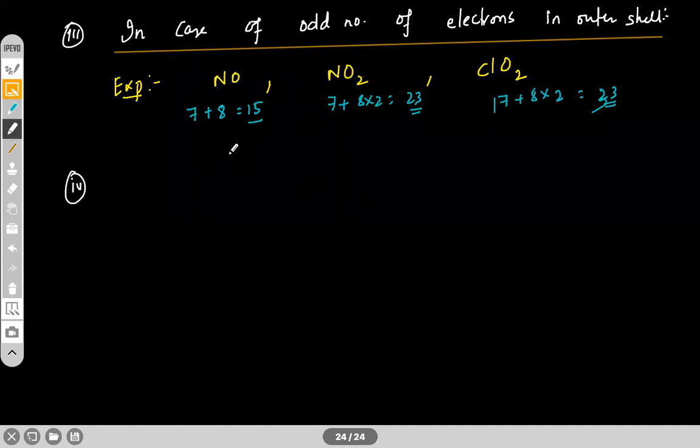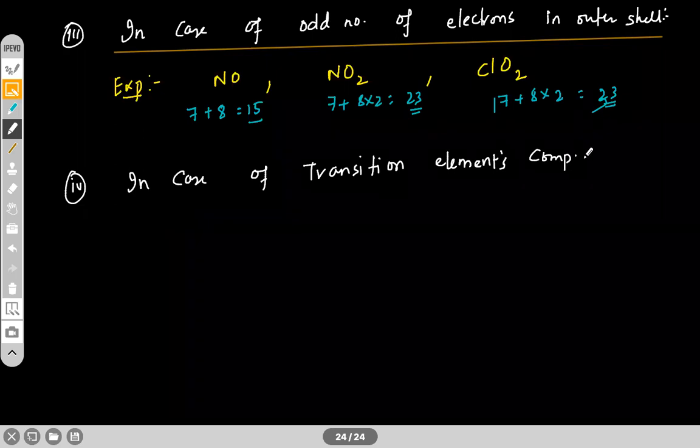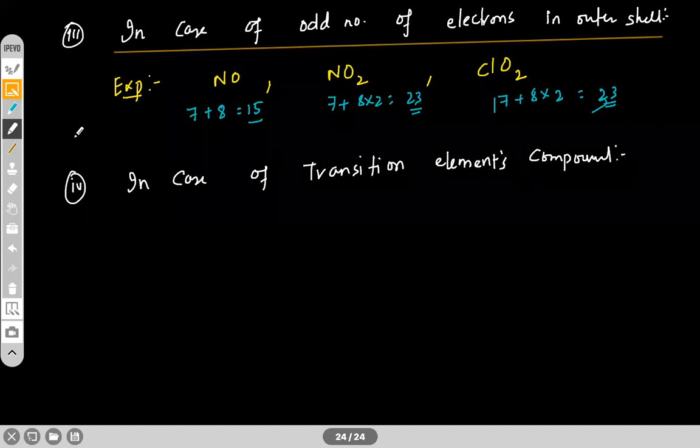Now the fourth and the last exception we have is in case of transition elements compounds. Means compounds of transition elements.